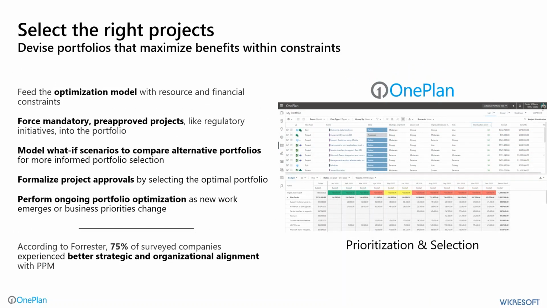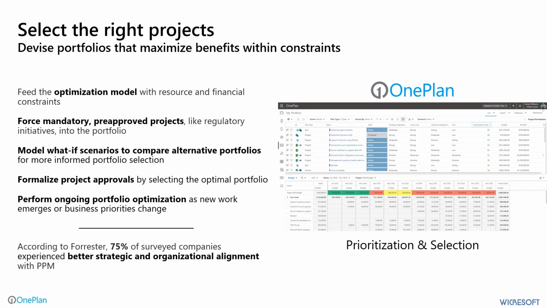So if we want to devise a portfolio that maximizes an organization's benefits within the constraints that we have, we can actually feed an optimization model in here for prioritization. We can honor and make sure that we do the mandatory or pre-approved or regulatory projects. We can model scenarios to determine what the best course of action is to get the best return on our investment or deliver the most value to our customers, both internal and external.